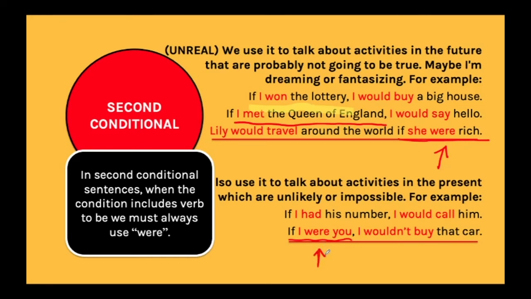What happens when we have verb to be in the condition in conditional sentences? We use were. In conditional sentences, in the second conditional, when the condition includes verb to be, we always use were. Remember, second conditional, when the condition has verb to be, we use were.